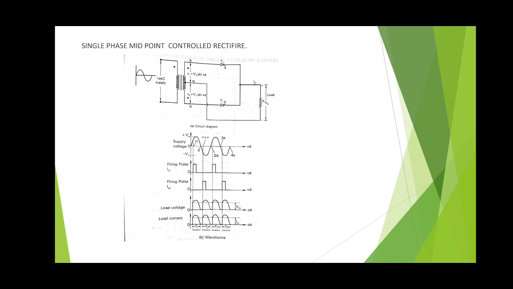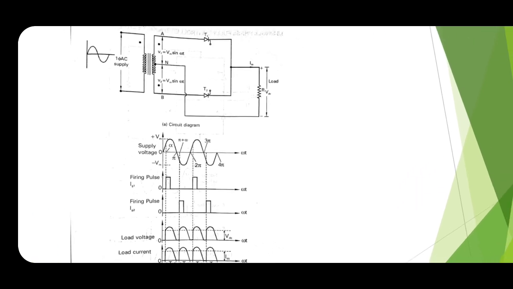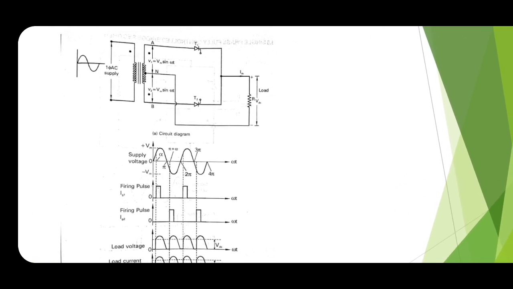Next question, which is asked for 10 marks, a repeated question for part B of the question paper, that is, explain the single phase midpoint controlled rectifier. It is a type of full wave controlled rectifier where two thyristors are used. The circuit arrangement is shown in the figure and the waveforms are drawn below the figure.